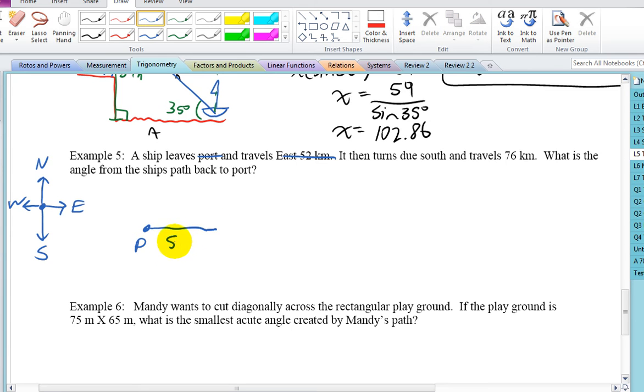Okay, 52. It then turns due south. Due means 90 degrees. So boom, 90 degrees south. Travels a bit longer, 76 kilometers. So here's your ship. What is the angle from the ship's path back to port? So draw a dashed line as if the ship is looking at port, and that's what they want you to find right there. Okay, so we'll call that capital X. Remember, angles are capital letters. Label your HOA, choose a ratio. Go.